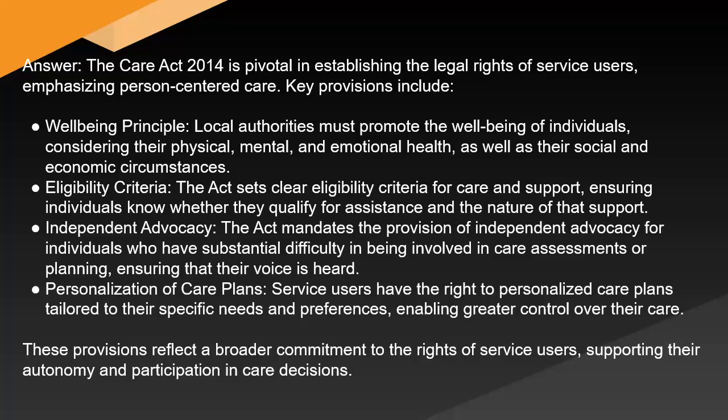Eligibility criteria. The Act sets clear eligibility criteria for care and support, ensuring individuals know whether they qualify for assistance and the nature of that support. Independent advocacy. The Act mandates the provision of independent advocacy for individuals who have substantial difficulty in being involved in care assessments or planning, ensuring that their voice is heard. Personalization of care plans. Service users have the right to personalized care plans tailored to their specific needs and preferences, enabling greater control over their care. These provisions reflect a broader commitment to the rights of service users, supporting their autonomy and participation in care decisions.